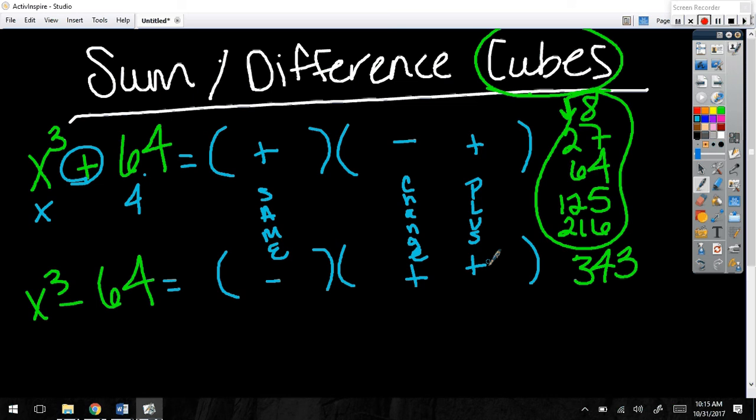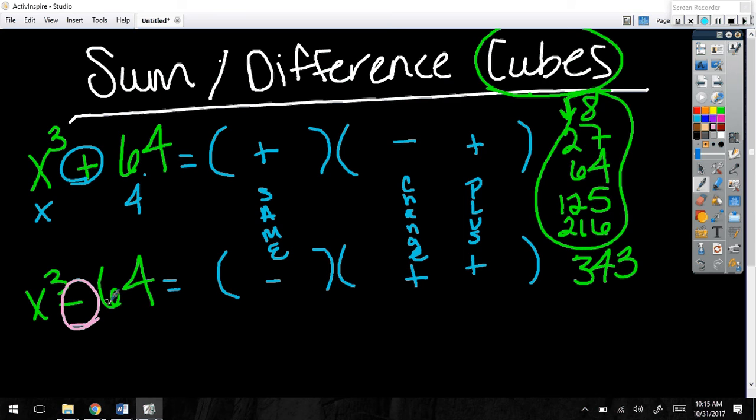Same, change, plus. Same, change, plus. So the same, change, same? No, because it's same, change, plus. The last sign always has to be a plus.